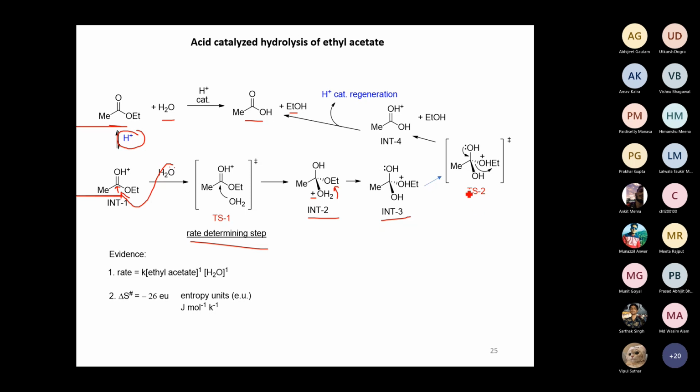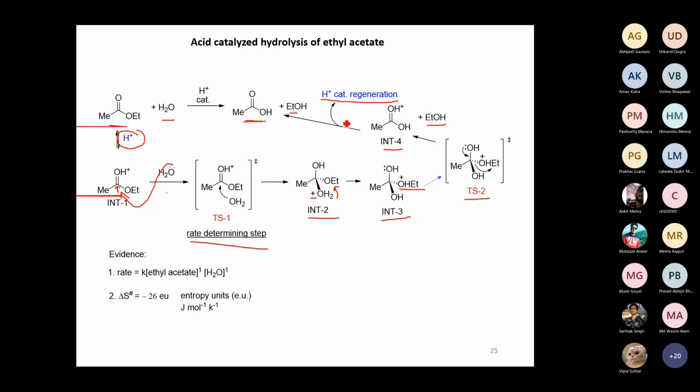Then the ethanol will cleave through a transition state, transition state 2. Then ethanol will leave and give intermediate 4. It's very simple, but you need to practice. From intermediate 4, H plus will leave and the H plus catalyst will regenerate, giving ethanol and acetic acid. Fine. So this is a multi-step reaction: 1, 2, 3, 4, 5, 6, 7 steps. This is a 7-step reaction.